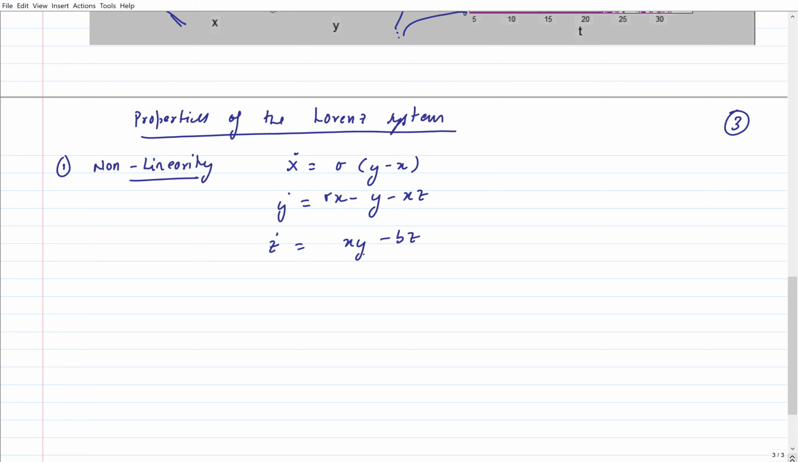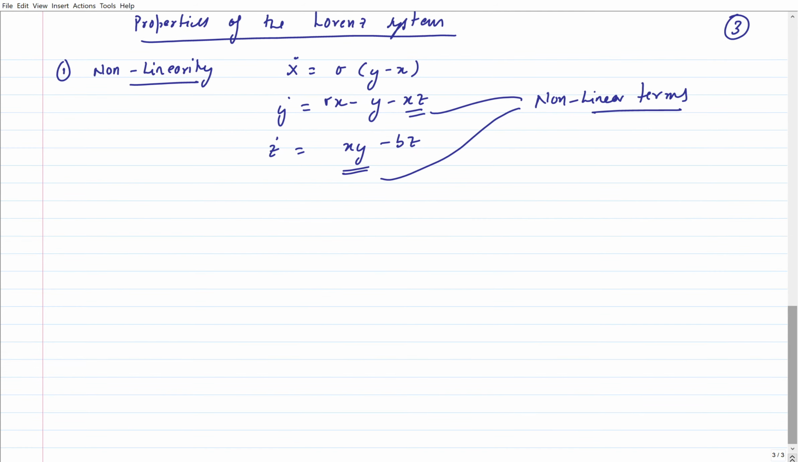So you can see that these are the nonlinear terms. And that causes the system to be nonlinear.